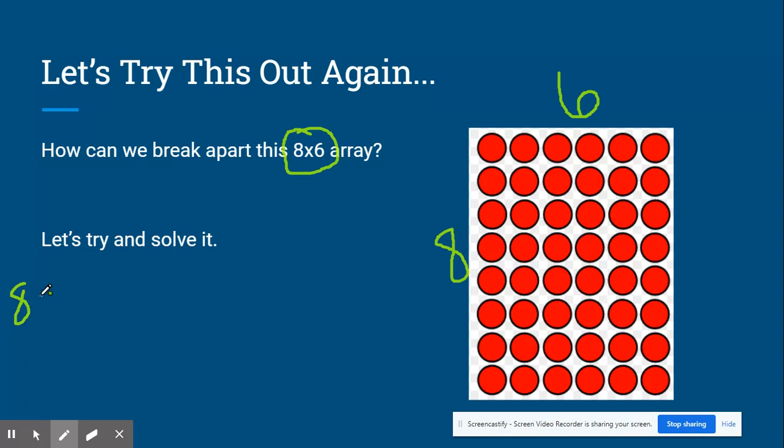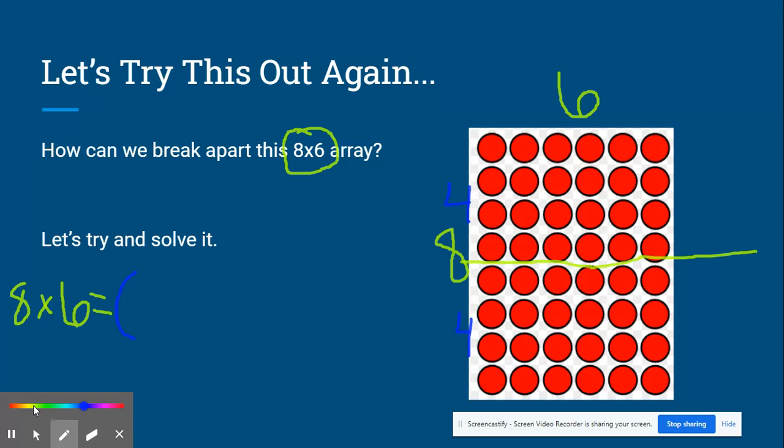So I have 8 times 6. So we have a choice. We can either break this up into 2s or break this up into 4s. Let's go ahead and break it up into 4s. So now what I have instead of 8 times 6 is a 4 times 6 plus a 4 times 6.